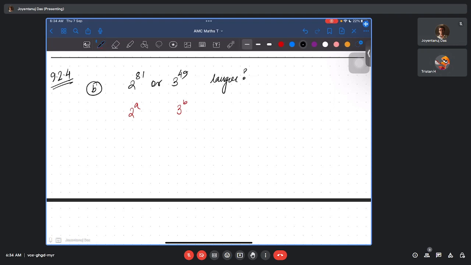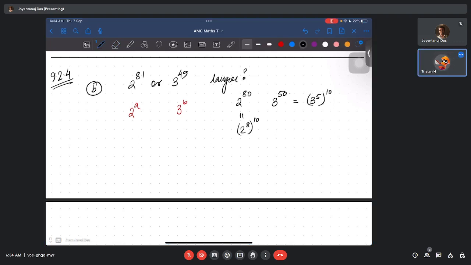Oh, okay. So if I take 2 power 80 and 3 power 50, now I can compare both of them, right? Because this is nothing but 2 power 8 whole power 10. Now which one will be bigger? 2 power 8 would be larger. Means I have to check. Yes, 2 part is larger.